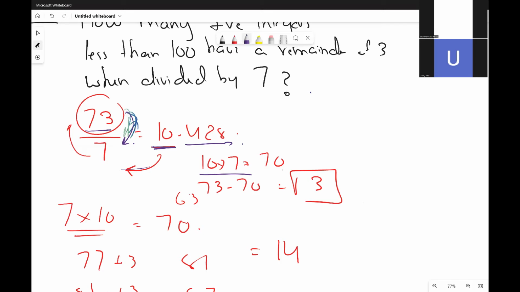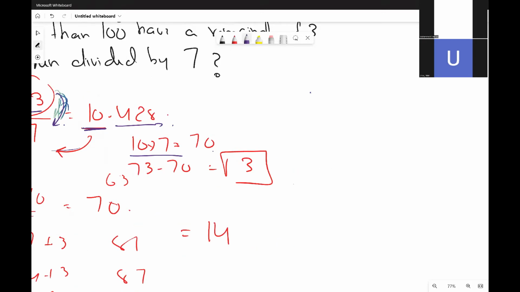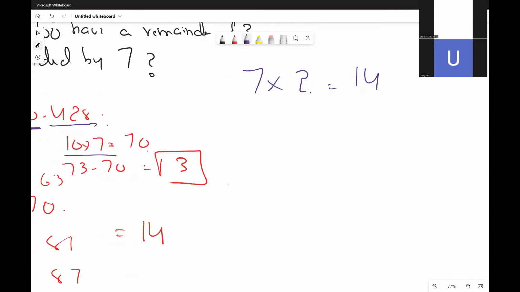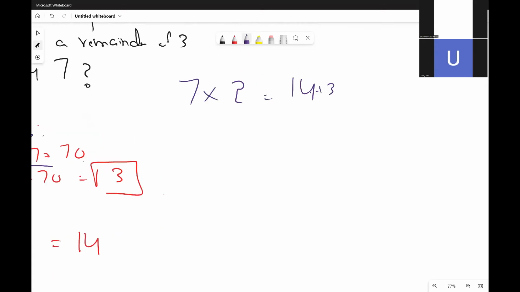Ab yahan se what we extracted was, okay, what if we pick all the multiples of 7 and we start adding 3? For example, 7 times 2 is 14. All right, to iska matlab hai agar hum 14 mein 3 add kar dein, to 14 plus 3 is 17. और अगर हम 17 को 7 से डिवाइड करें, यूज अ कैलकुलेटर, तो जो आंसर आएगा हमारे पास, it will be 2.428.